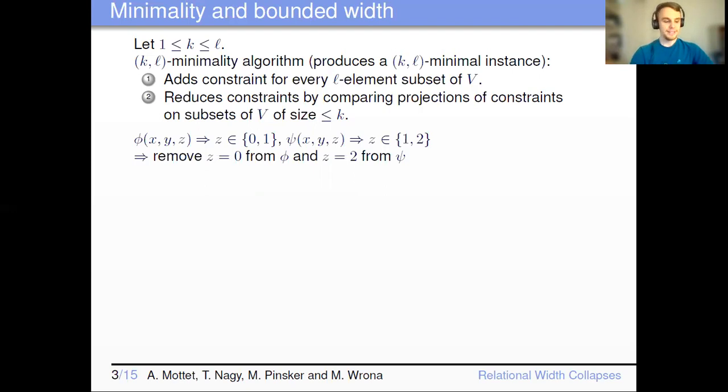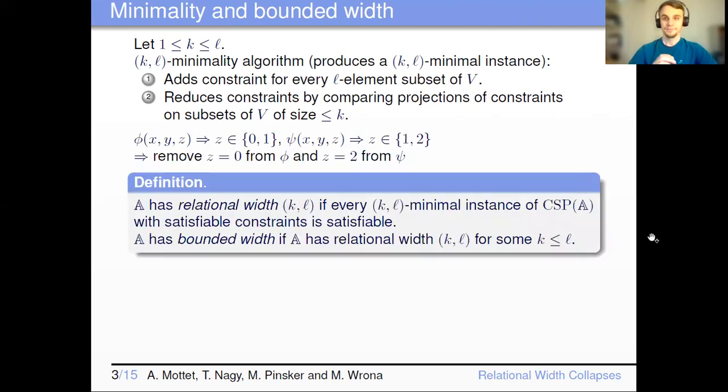A short example: if we are given some instance with two constraints, phi and psi, over three variables, say x, y, and z. The first constraint is telling us that z is equal to 0 or 1, and the second one tells us that z is either equal to 1 or equal to 2. Then if we consider, for example, the 1-1 minimality algorithm, we just remove the possibility of z being equal to 0 from the constraint phi, and the possibility of z being equal to 2 from psi.